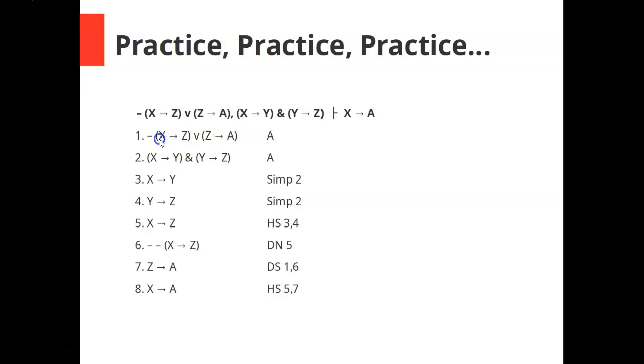Now look at 1 and 6. On 1, you have disjunction. On 6, you have a negation of one of the disjuncts. So on 7, you're allowed to infer the other disjunct. And then 8 is a result of hypothetical syllogism 5 and 7. You have if X then Z, and if Z then A, so you're allowed to infer if X then A.